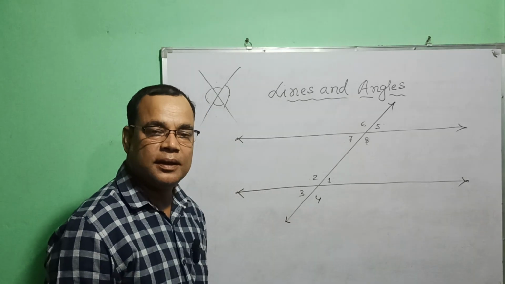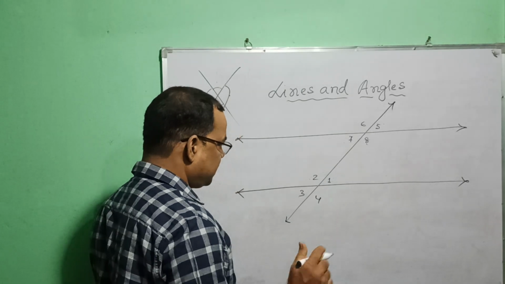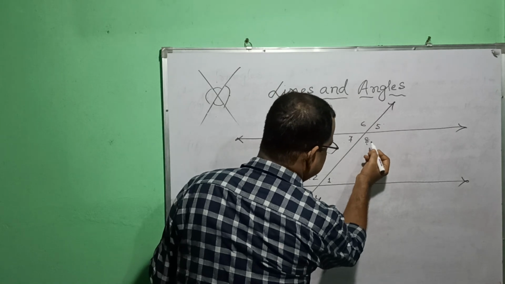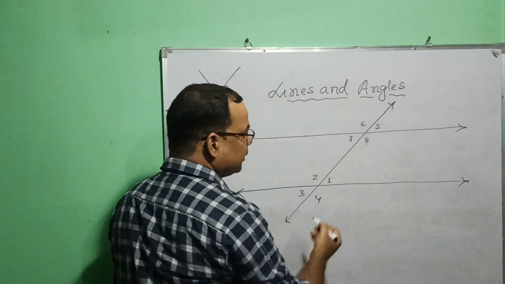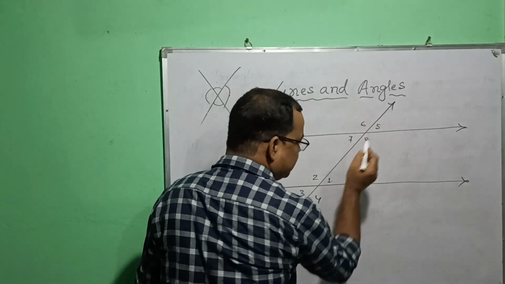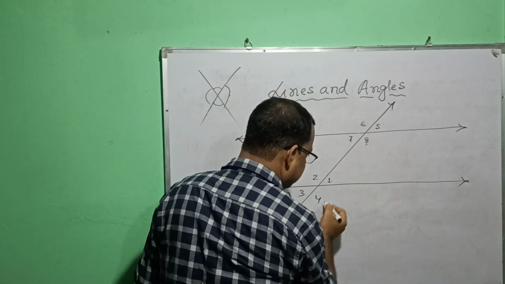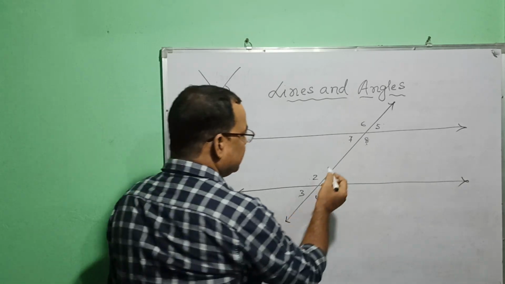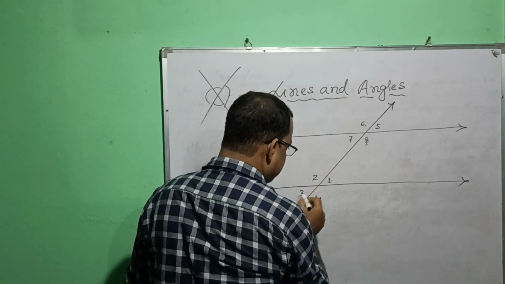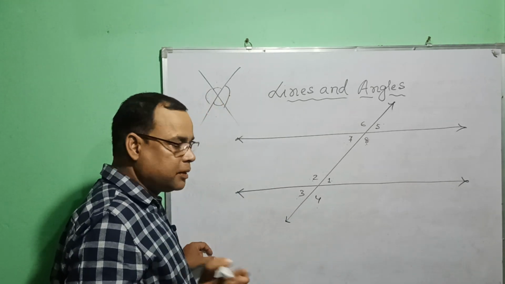Now we'll discuss corresponding angles. So what are corresponding angles? Try to identify the corresponding angles. Here we can see, suppose angle 5. Angle 5 and angle 1, 1 and 5 are corresponding to each other. Similarly, angle 8 and 4 are also corresponding. Then here angle 6 and 2 are corresponding and angle 7 and 3 are corresponding. So these are the corresponding angles.